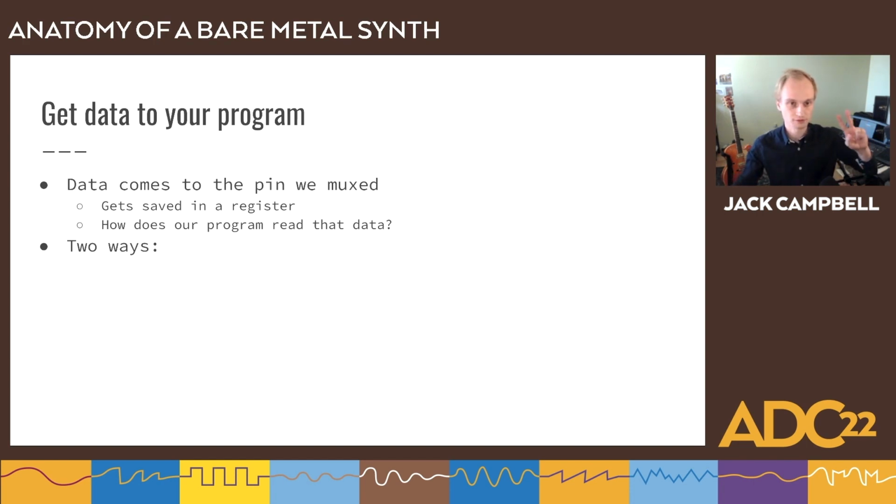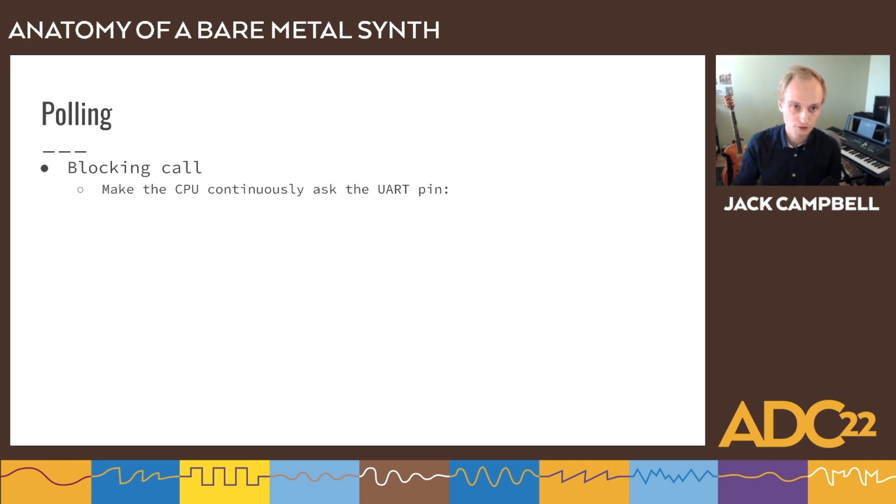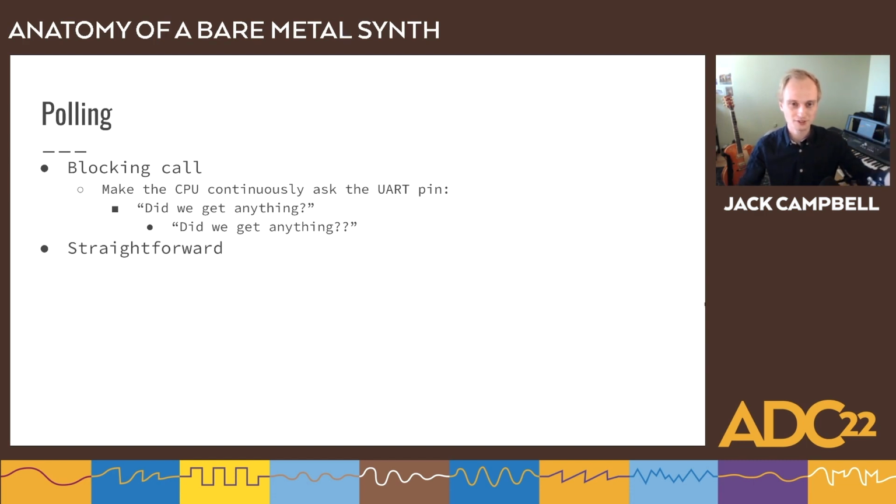There are 2 ways that are worth talking about. There's the wrong way, which is polling, and then there's the right way, which is DMA. But we'll start with polling because it's more straightforward and easier to understand. It is a blocking call where your program running on the CPU continuously reads that register over and over again. Did we get any MIDI yet? Did we get any MIDI yet? We want to produce some great sound, but we can't do it until we get MIDI.